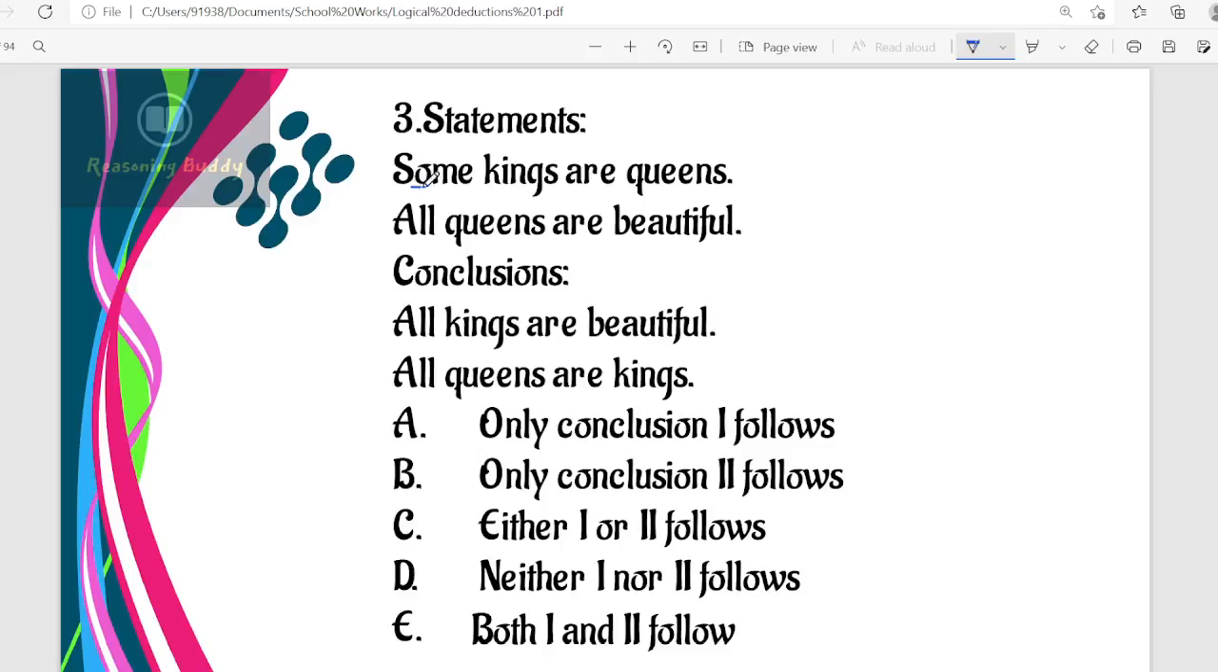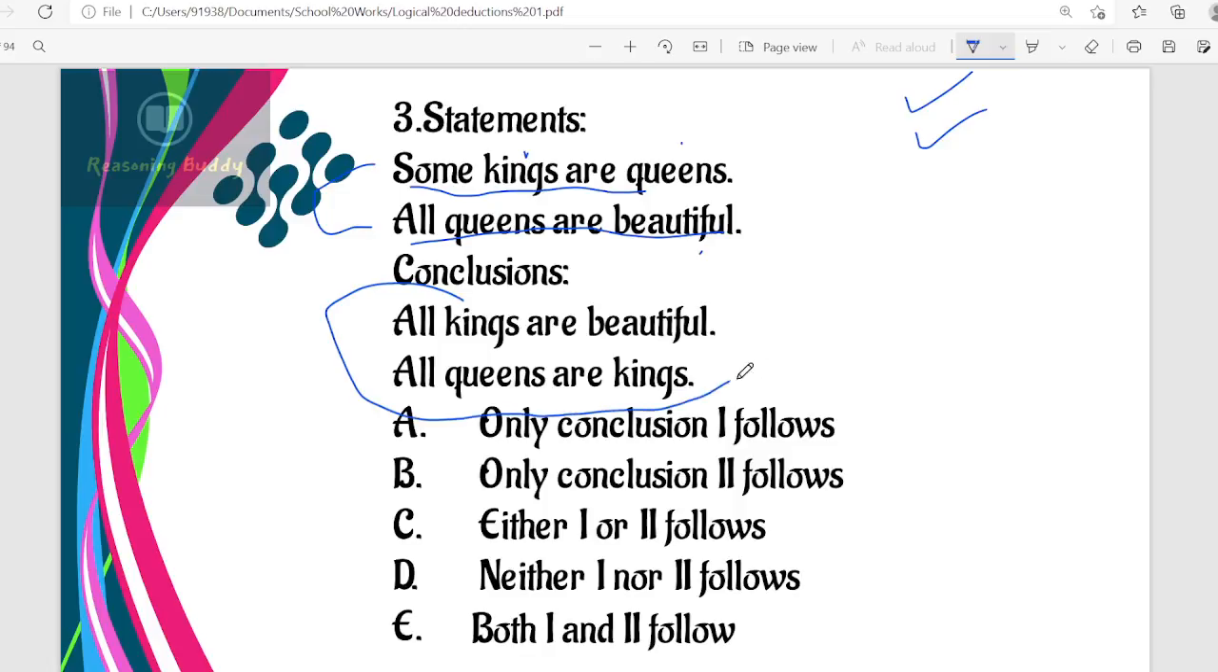Some kings are queens. All queens are beautiful. I am applying rules 1, 2, and 3. The first rule is applicable, and the second rule is also applicable: queen is distributed and it is a common term. The third rule is not applicable, fourth not applicable, fifth not applicable, and the sixth rule is applicable: if one premise is particular, the conclusion should also be particular. But in the given conclusions there are no particulars.